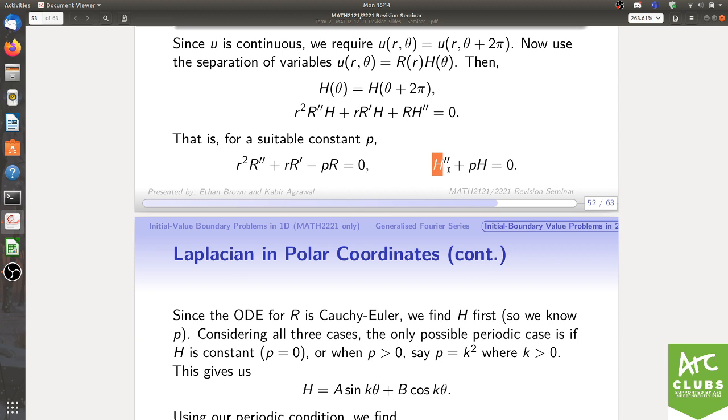If p is less than 0, in other words, p is equal to negative k squared, then we get h equals a e to the k theta plus b e to the negative k theta. Then, as a result of it being periodic, we get a and b are both 0, because it needs to repeat itself, and the only way you can do that is if a and b are both 0. So now we have information, and then we have p equal to k squared when it's positive, and that's when we get these trigonometric solutions. So now we know that p equals 0 and p equals k squared both generate possible solutions.